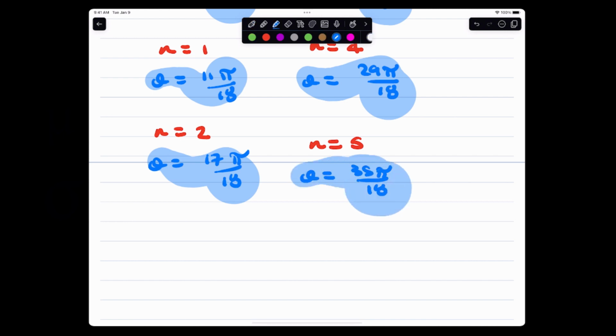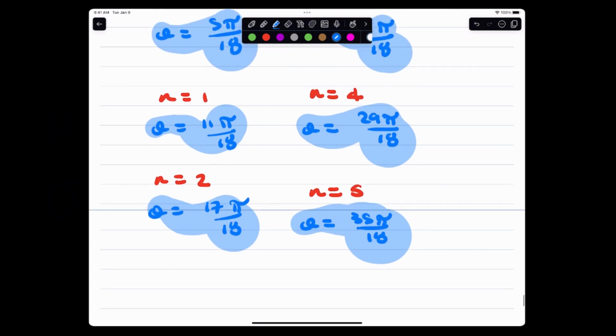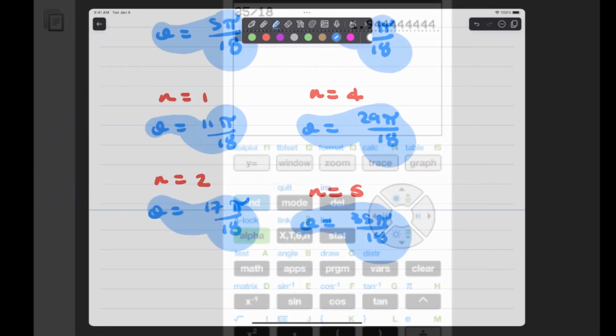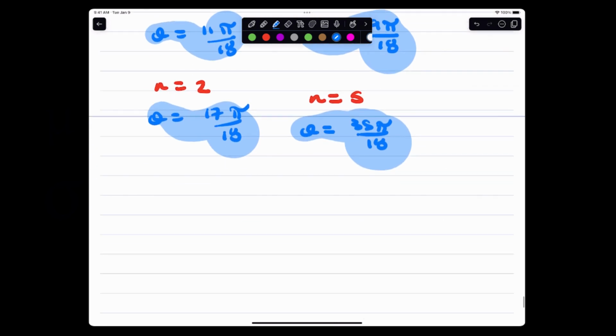When do we stop? Should we stop already? 35 pi over 18? Our solutions have to be between 0 and 2 pi. So 35 divided by 18, I'm going to say to you guys, that's less than 2. It's 1.944. So I want to remark, we probably have how many more to go? Only what? 1 more. So n will be 6 now.